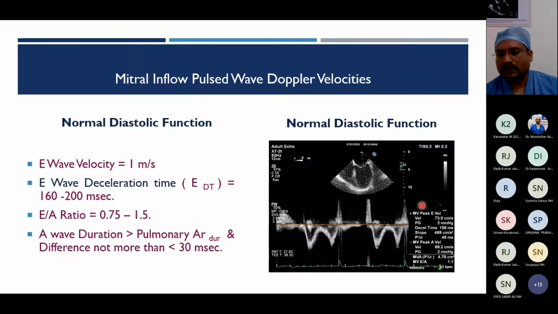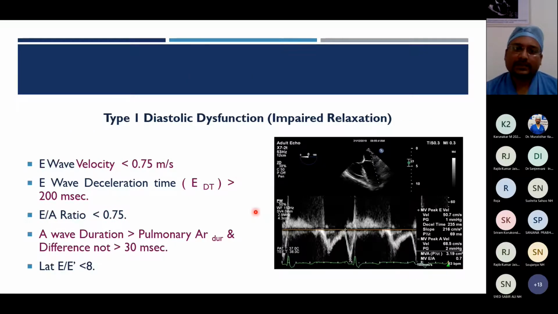So in this Doppler image, we are seeing the peak E wave velocity as 73, peak A wave velocity as 69.2. Mitral E wave deceleration time is 156 milliseconds, which is near normal, as near as 160 milliseconds. So this consists of a normal diastolic function. The E by A ratio is 1.1. Coming to type 1 diastolic dysfunction, that is the impaired relaxation. In impaired relaxation, what happens?